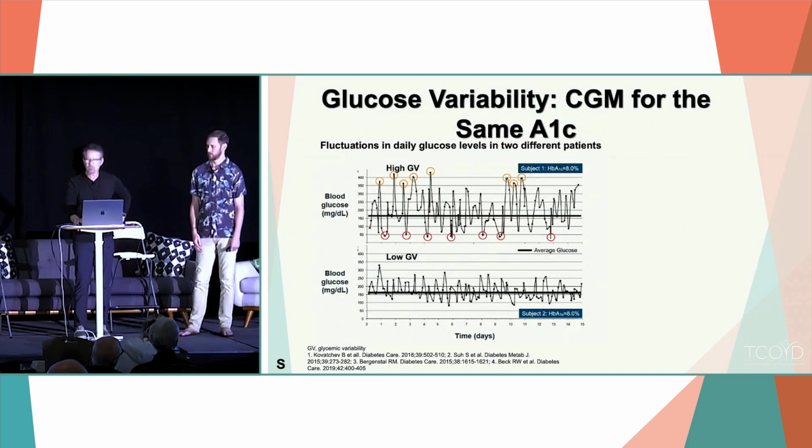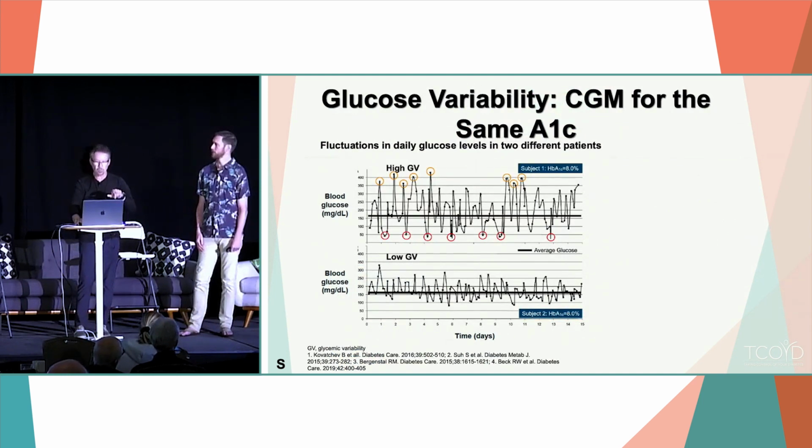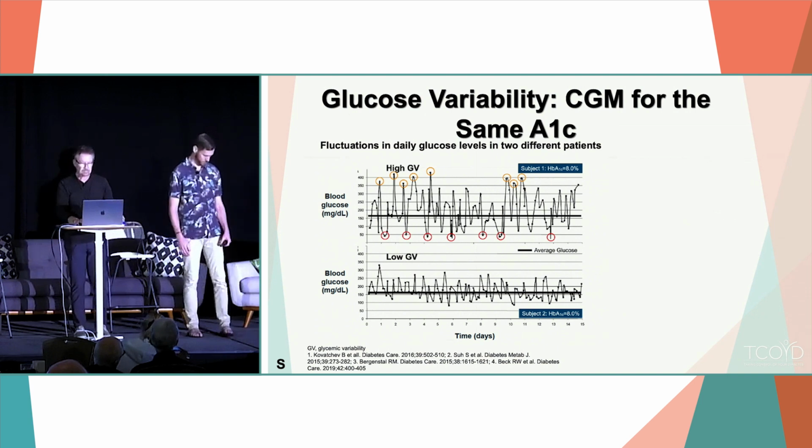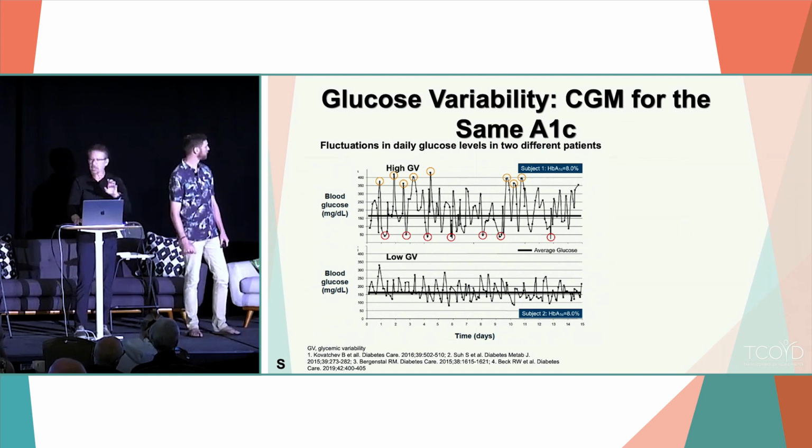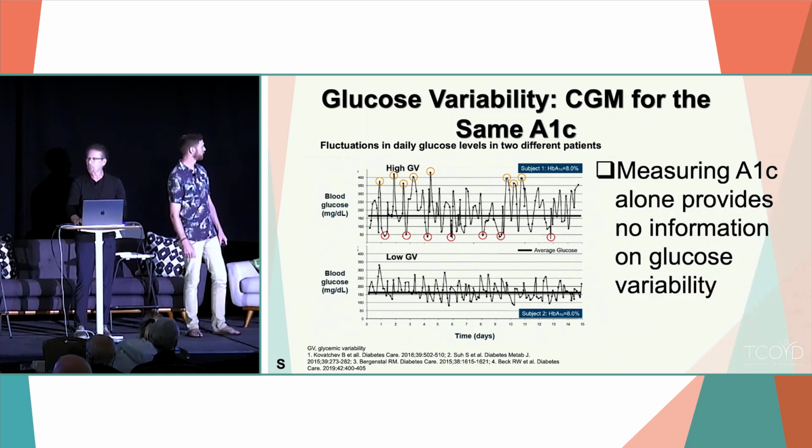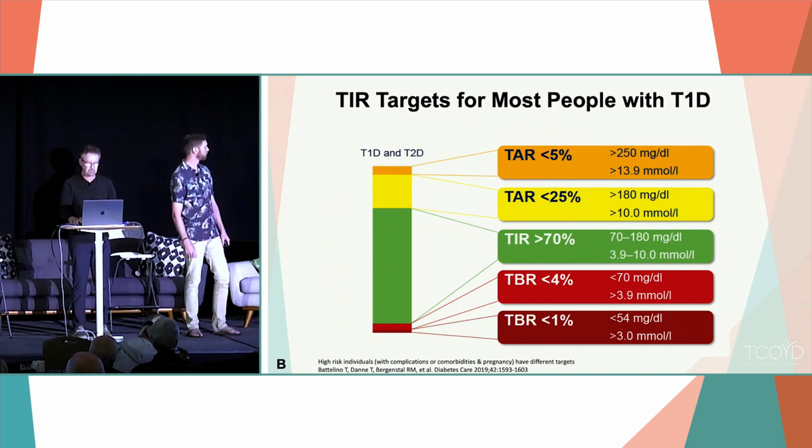Take a look at these two curves. This emphasizes the importance of glycemic variability. And this is why standard deviation is so important. In the upper slide, patients are bouncing all over the place. And in the lower one, patients are tight. Standard deviation is really tight. And basically, they have the same A1C. So that's important. And the A1C doesn't give any information on glycemic variability.